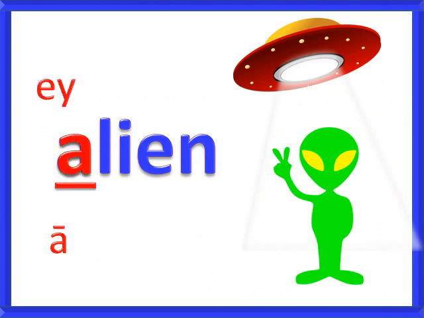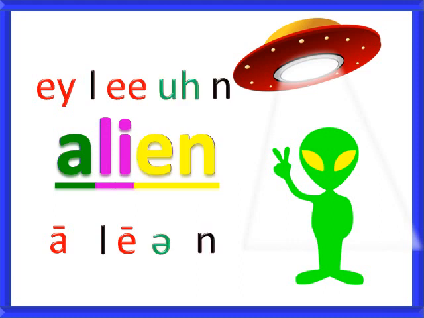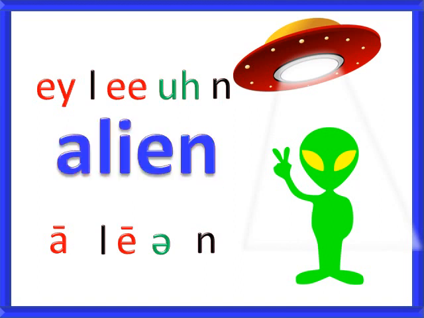Alien. A, li, un, alien. Okay, there's that schwa sound again. That UH schwa sound and that E turned upside down, that's the schwa sound. And this time, the E is making the schwa sound. Okay, and over there, we got a spaceship and we got an alien that comes from out in space. An alien, a green alien.